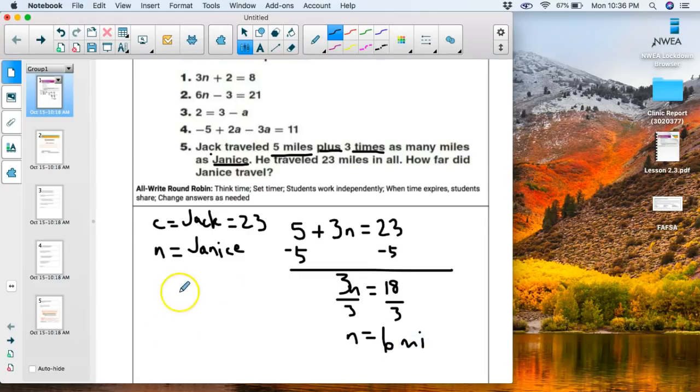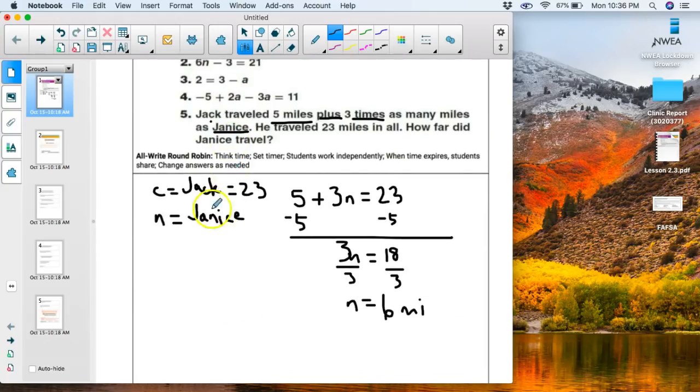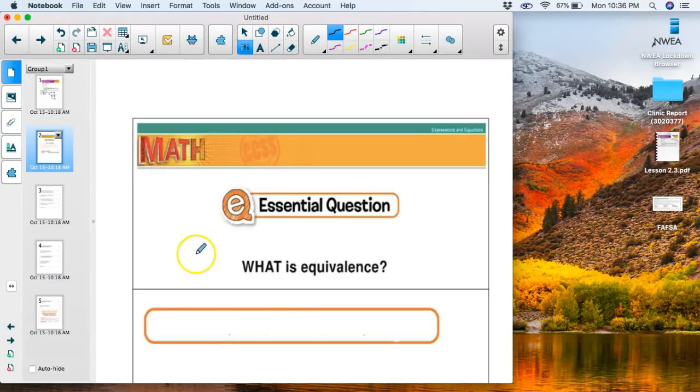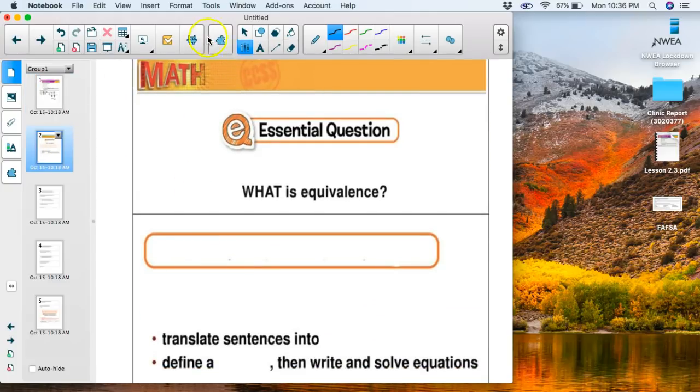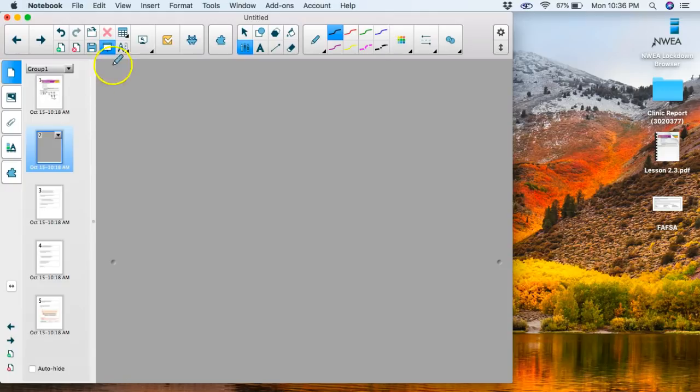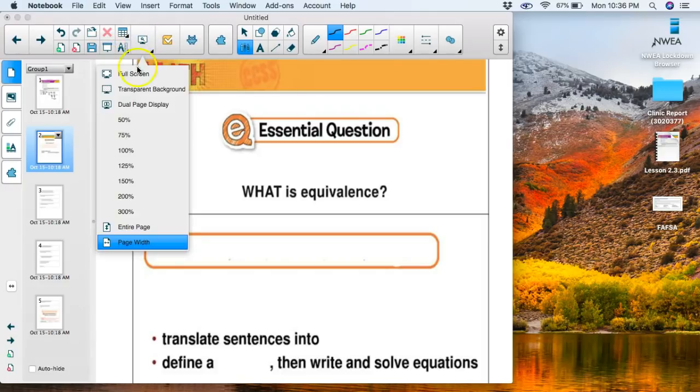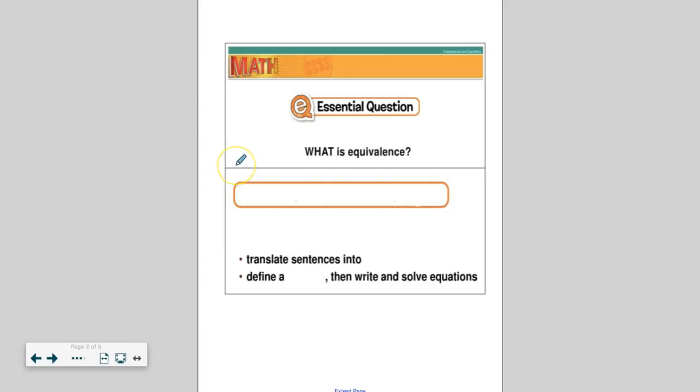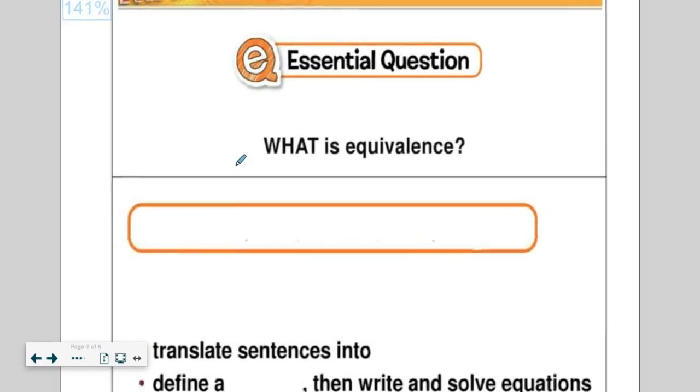All right, so please feel free to go back and review any of those. Otherwise, let's move on. Essential question. Let me zoom this in, otherwise it's going to look silly. That's the shade. There we go. Bam, and there you have it.